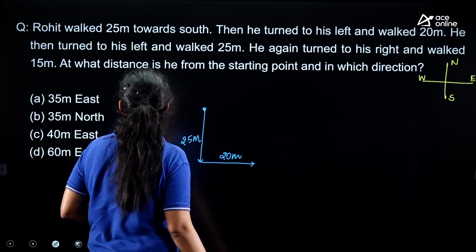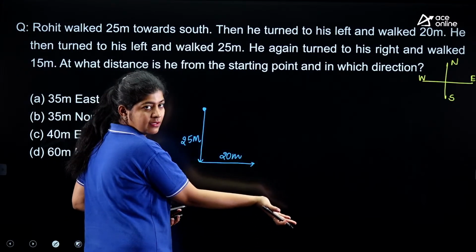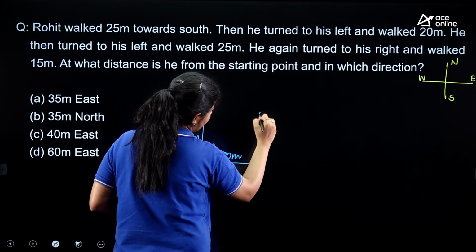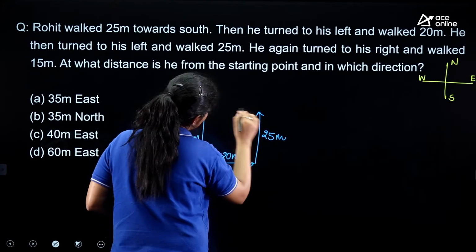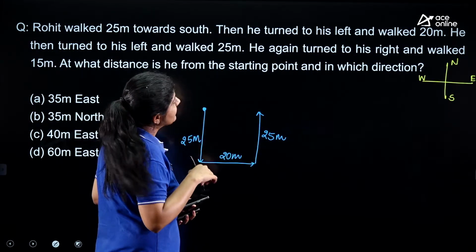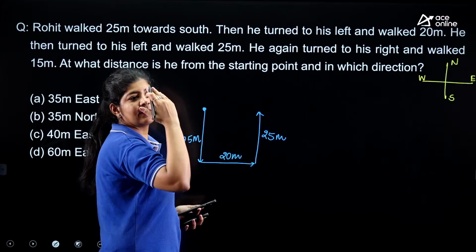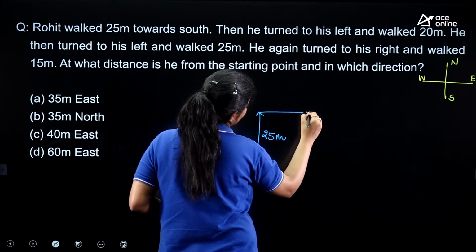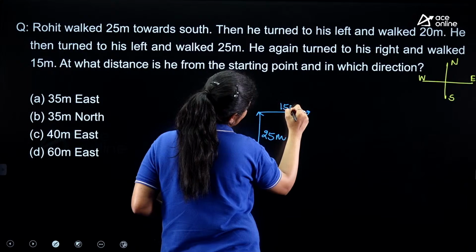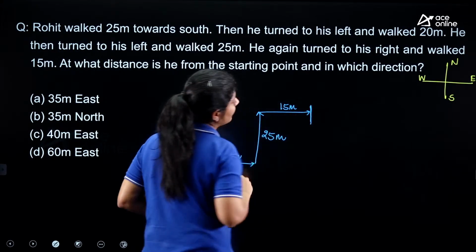Again, he took the left turn. That means again the anti-clockwise, and he covered a distance of 25 meters. That means he reached the same level. Next, he turned right this time. That means the clockwise movement, and walked for 15 more meters. So this distance of 15 meters, and he stopped over here.